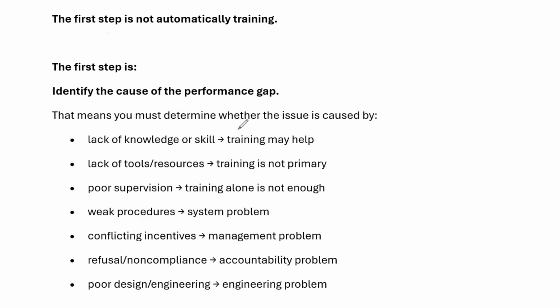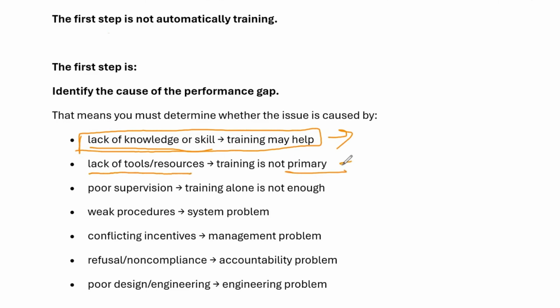This means you must determine whether the issue is caused by lack of knowledge or skill. This is very important. If it is caused by lack of knowledge or skill, then only training may help. If it is because of lack of tools or resources, then training is not the solution; you have to provide resources. If it is poor supervision, training is not the solution; you have to fix the supervision. Weak procedure is a systematic problem; you have to fix the system. Conflicting incentive is a management problem.